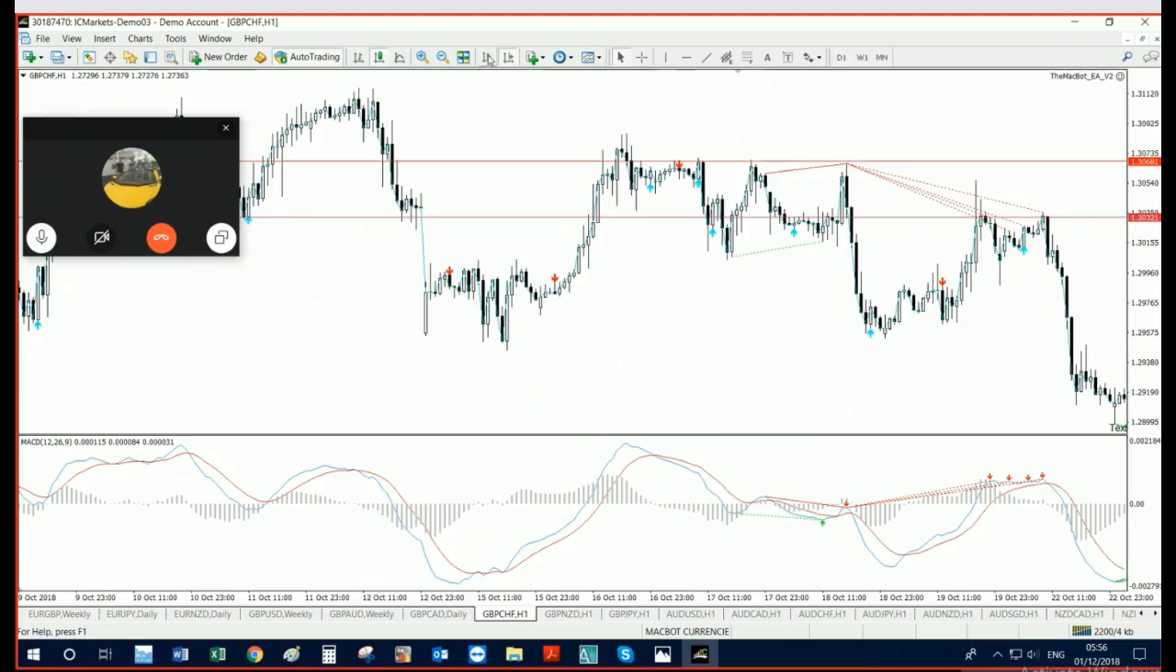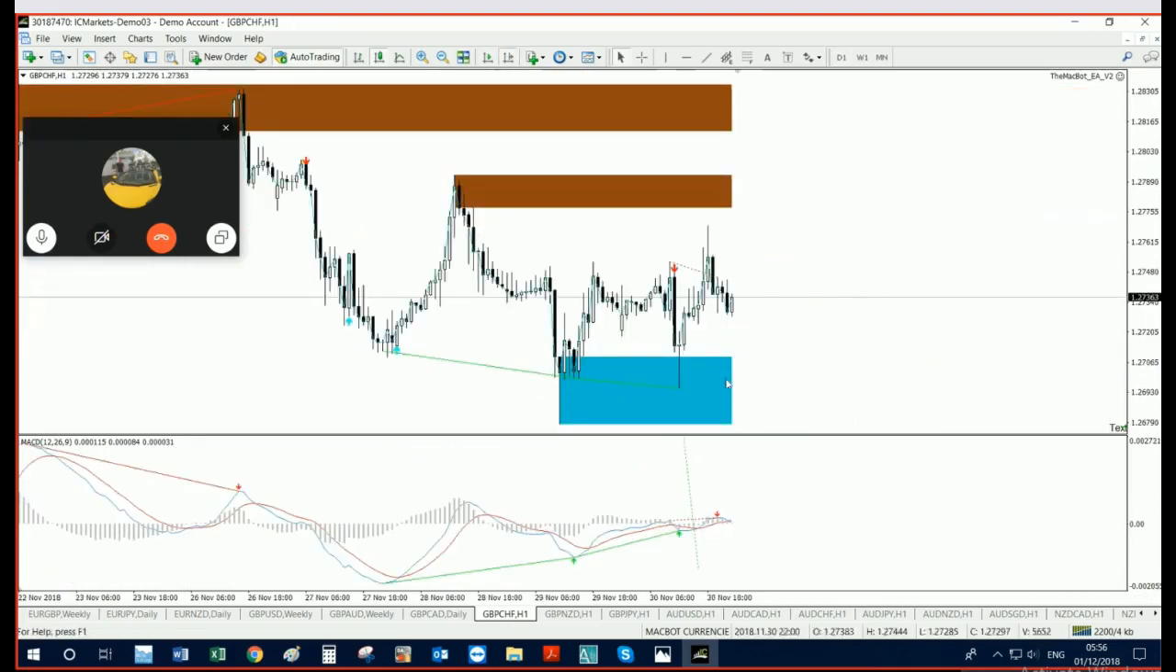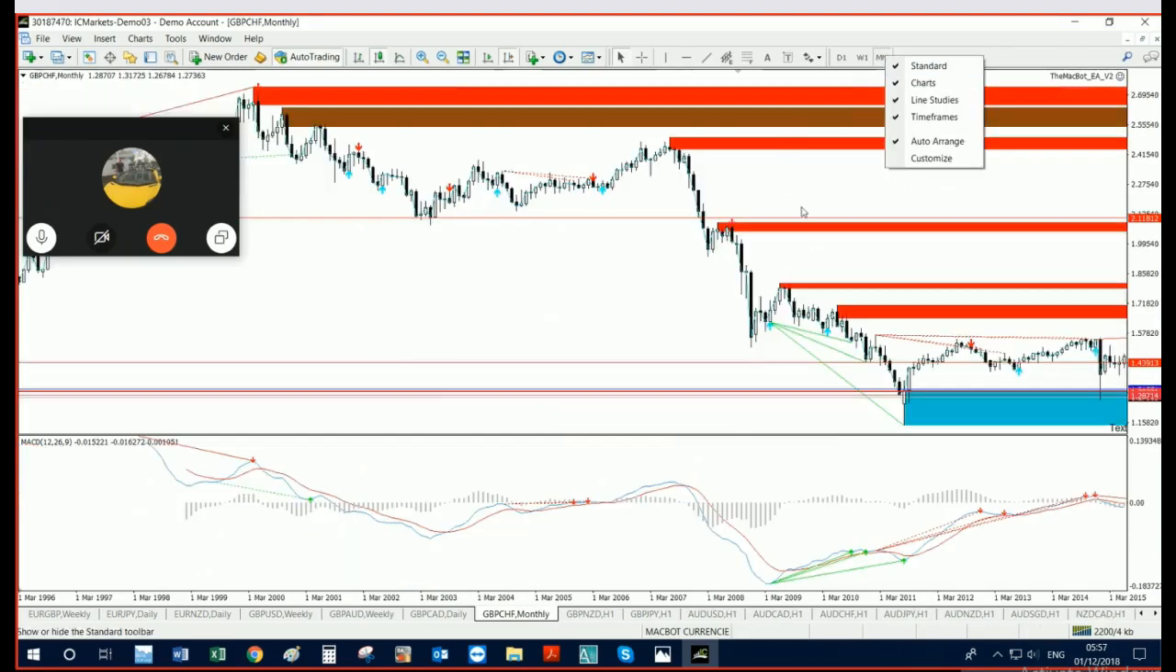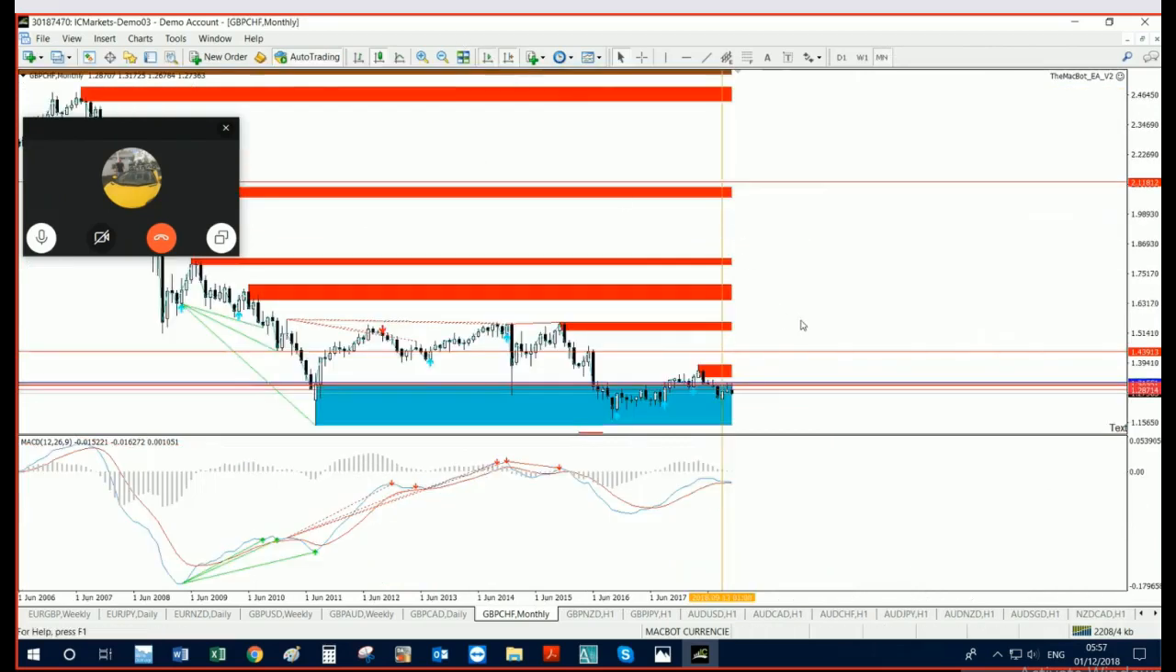Next pair. This pair, according to my experience, moves a little bit like GBP USD. That's my opinion. And it moves sideways. The Swiss franc pairs are what you call a range-bound asset. If you look at them on the monthly, and at any others over the past few years, USD Swiss franc, Euro Swiss franc, Aussie Swiss franc, they've all been moving in a range-bound market since 2015.